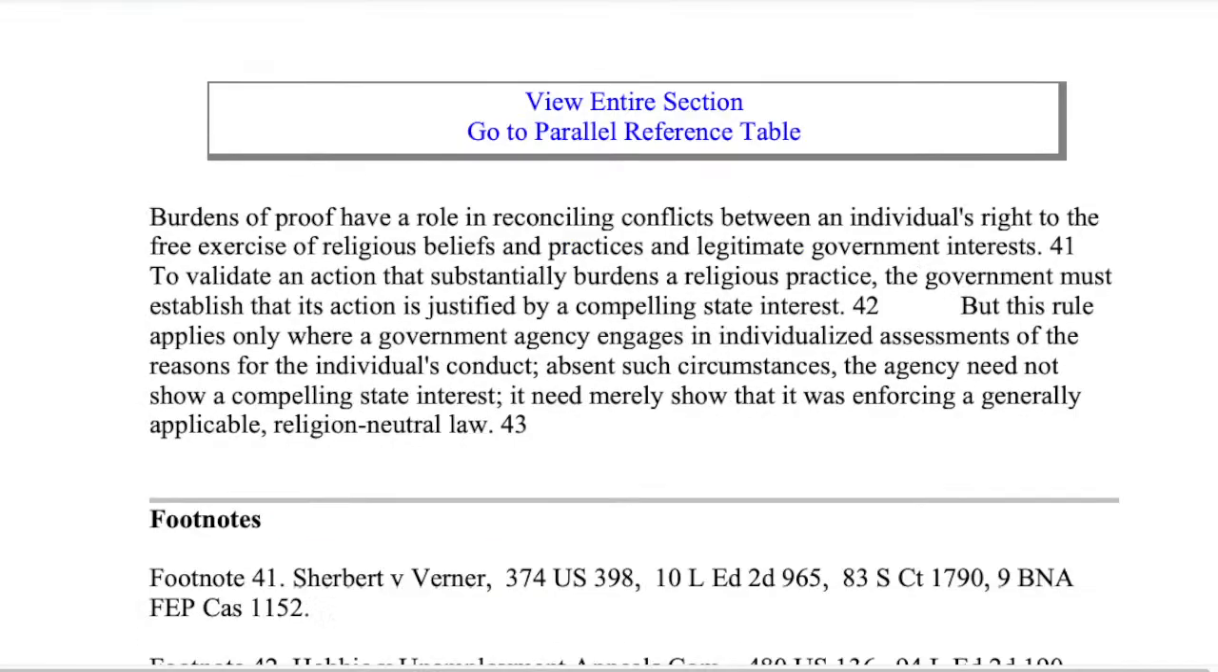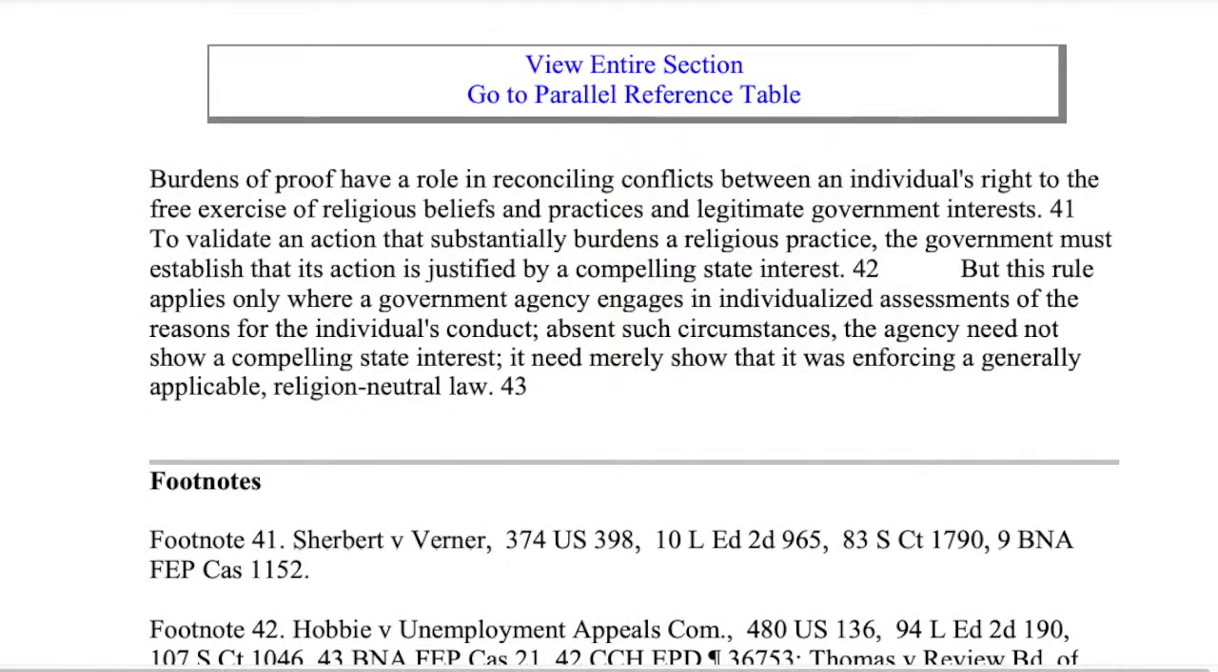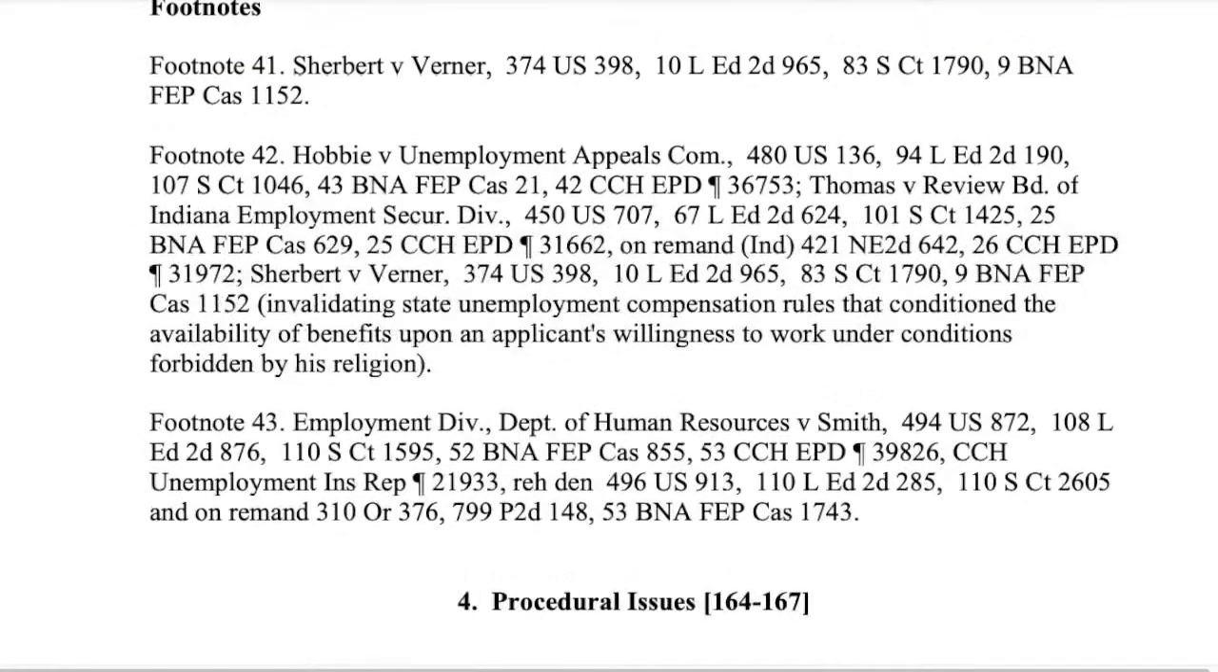Well, we've seen how this played out. So let's see. Footnote 43, Employment Division, Department of Human Resources versus Smith. Okay, let's see this one here. It's on remand in Indiana, invalidating state unemployment compensation rules that conditioned the availability of benefits upon an applicant's willingness to work under conditions forbidden by his religion. The application is a contract. Don't let them tell you otherwise, because we were just talking about contractual obligations and such here. Religion-neutral law, contract law. They're slick.